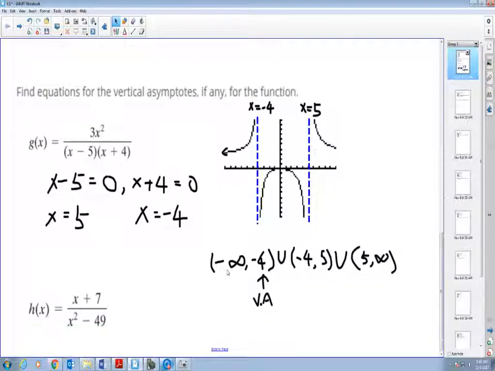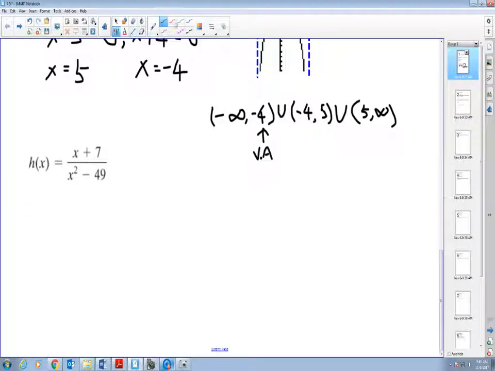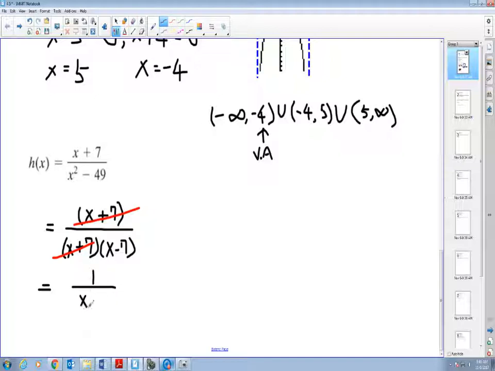Alright, factor, and then we're going to reduce. X plus 7, there's nothing to factor, but I'm going to put it in parentheses to indicate that I already factored out a 1. Denominator x squared minus 49 is a difference of squares, so that will be x plus 7 times x minus 7. And this is a very interesting example, because if I reduce my numerator and denominator, the plus 7 cancels out. So that leaves me with 1 over x minus 7.